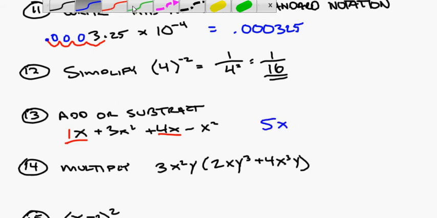And then I look for the x squareds. So I have a 3x squared and a -1x squared. 3 minus 1 is 2. So this becomes plus 2x squared. Now if I were to write this in descending order of the variable, the correct way would be 2x squared plus 5x. And that would be my answer for number 13. Okay, and going on to 14.